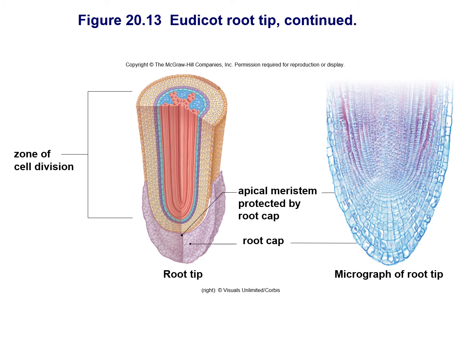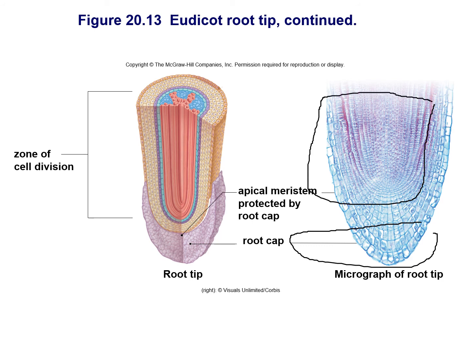So there's our eudicot, right? So that's the end of the root tip. Out here this is the protective portion, the root cap. But then in here, all these cells are in some phase of mitosis, and so they're able to grow and allow the roots to extend. And that's the zone of cell division.